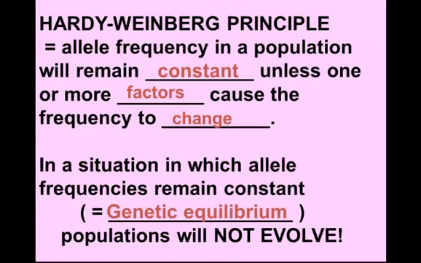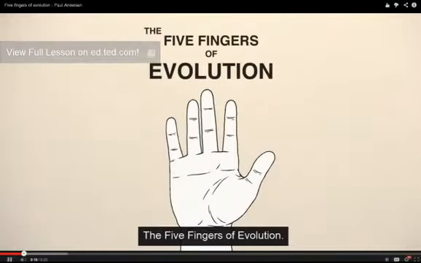So in order to understand Hardy-Weinberg, we need to look at what those factors are that can cause a population to change. We're going to watch a short little video about how that works. The 5 fingers of evolution.